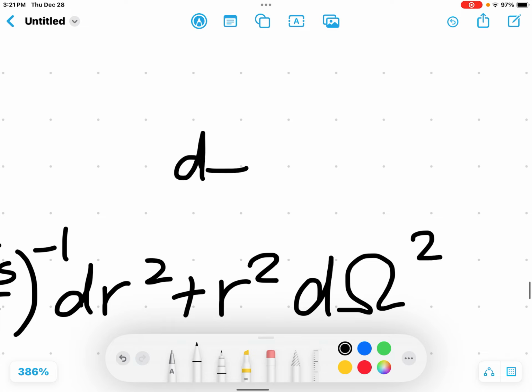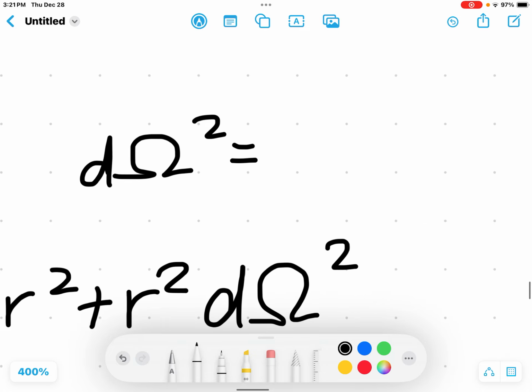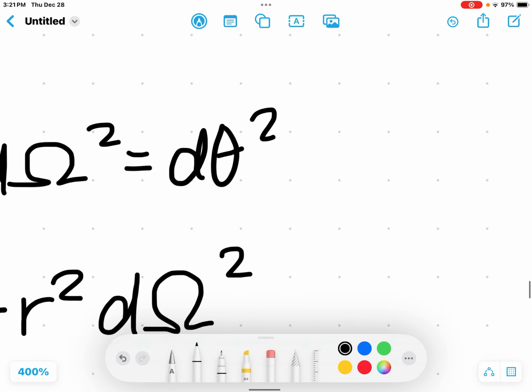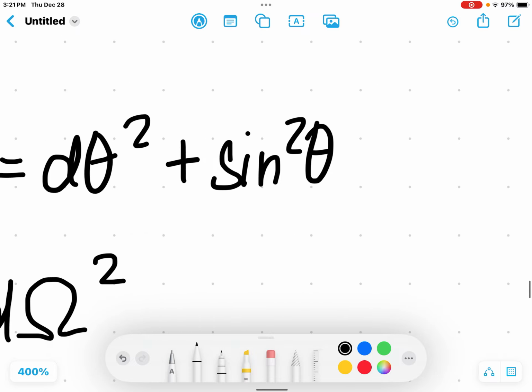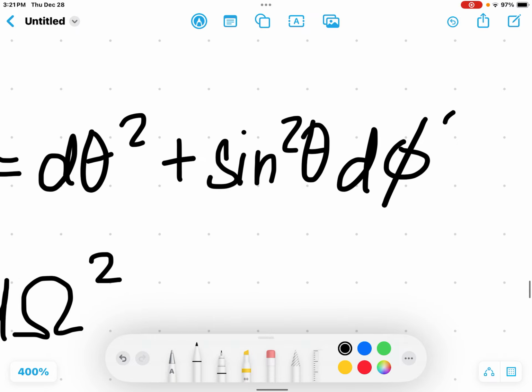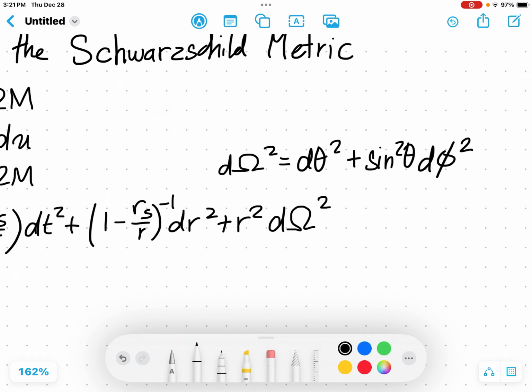But I'll put it here just for your reference. d omega squared is d theta squared plus sine squared theta d phi squared. Okay, the standard metric on the unit 2-sphere.